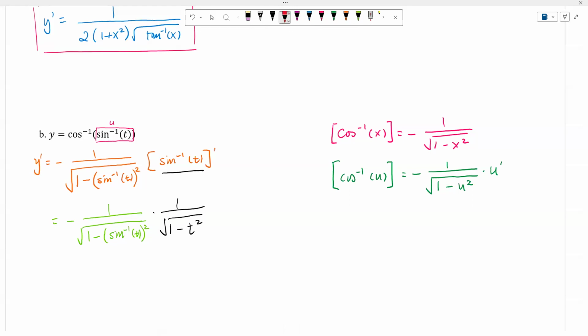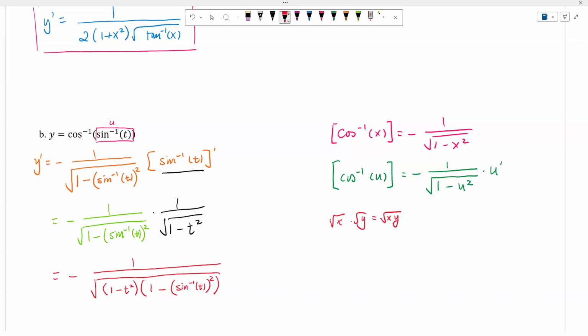So again, if I want to combine them together, it will be 1 over, and the whole thing is under a square root. Again, remember square root of x times square root of y equals square root of x times y. Then I will have 1 over square root of 1 minus t squared times 1 minus sine inverse of t to the square.